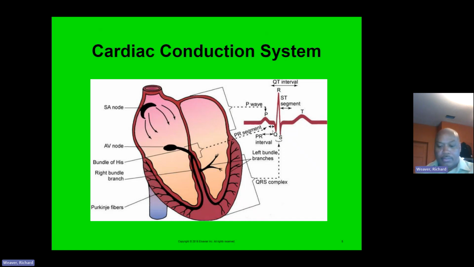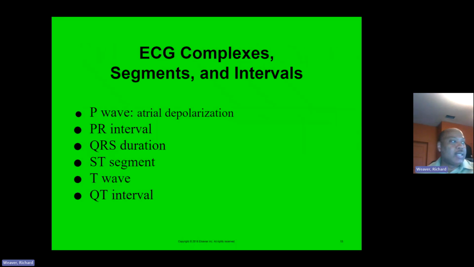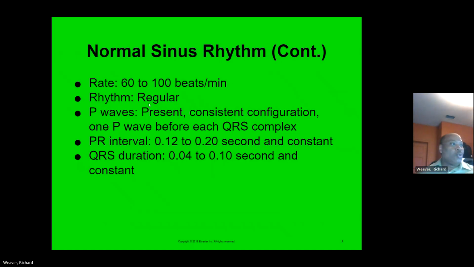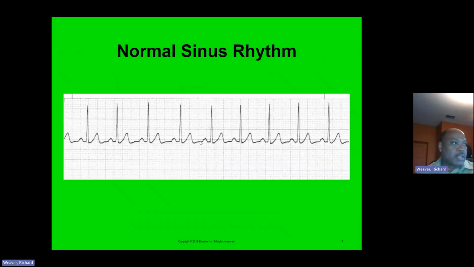Let me show you real quickly what I mean by that. When we begin to analyze these rhythms, we need to know what the PR interval is, because this is the normal sinus rhythm, and I'll show you how to measure that. We also need to know what the QRS duration is, and I'll show you how to measure that. Those are the things we're mostly concerned with. This is a normal sinus rhythm, by the way. You have the P wave, QRS, T. P wave, QRS, and T.